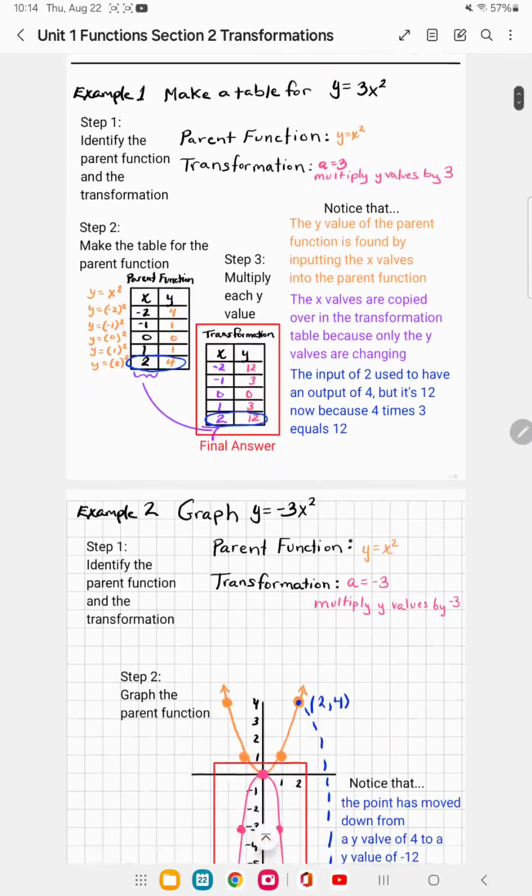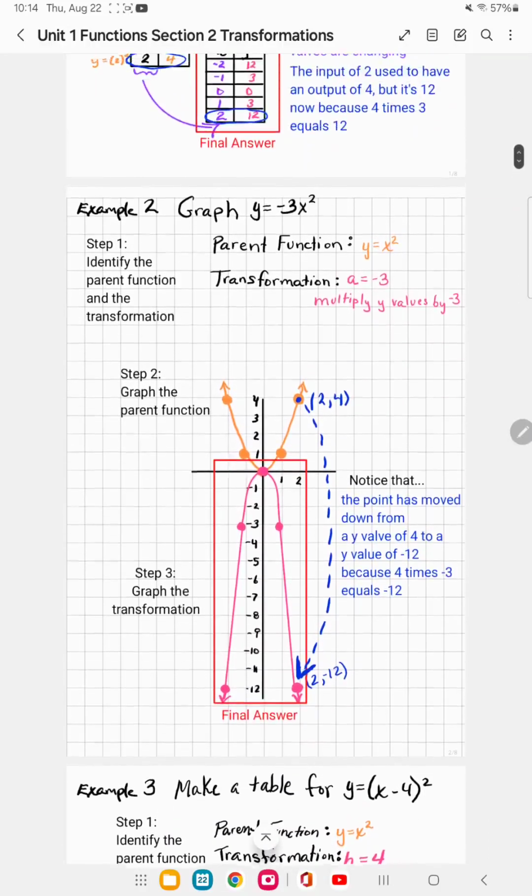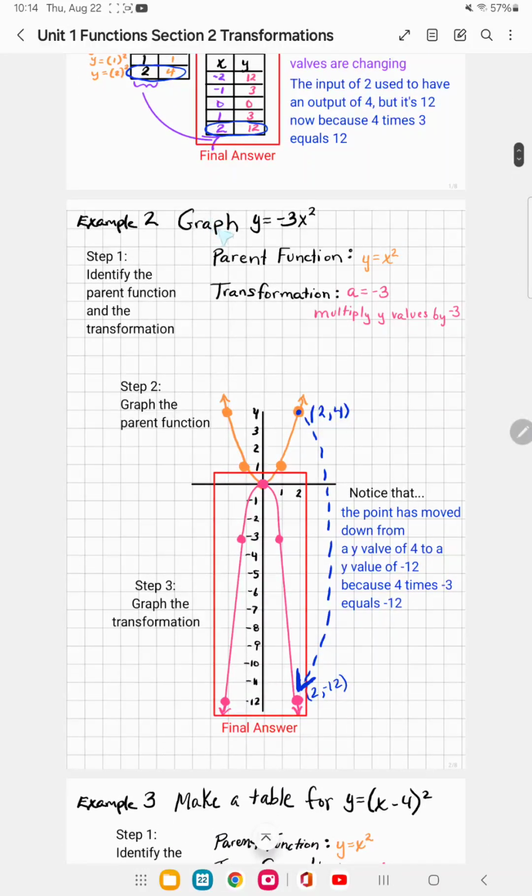Okay, moving on to example 2, we see here that we're told to graph y equals negative 3x squared. So back to step 1, the parent function is y equals x squared because when we take out the transformation, that's what we have. And that transformation is still in the a spot, so a equals negative 3. That tells me that now I'm going to multiply the y values by negative 3.